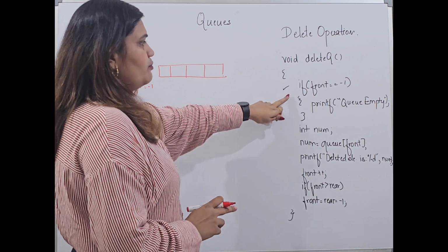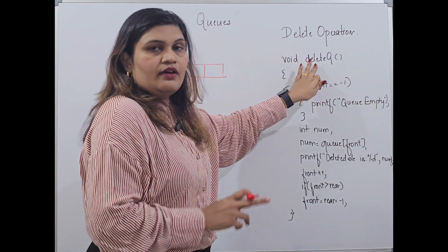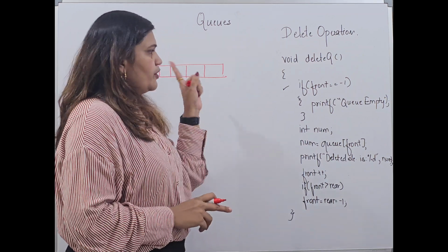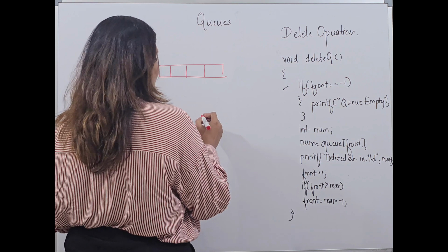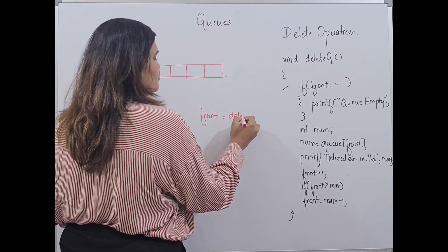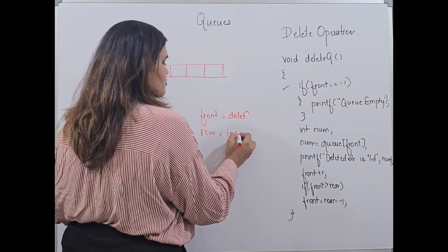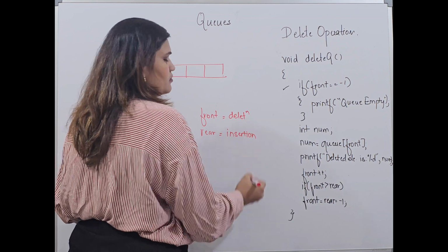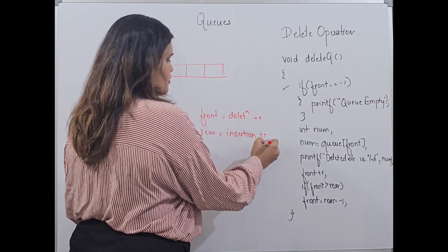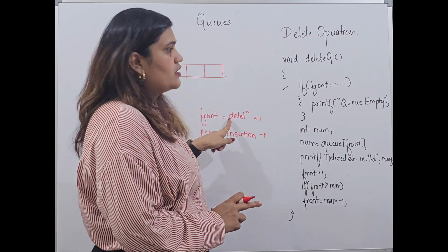So I'm trying to check that if my front is equal to -1. Front is something that works on deletion, rear works on insertion. Remember, you can check our previous video where I have mentioned it, that your front would work on deletion and your rear works for insertion. And in both the cases you're going to increment. When I want to insert, I'll increment my rear. When I want to delete, I'll increment my front.